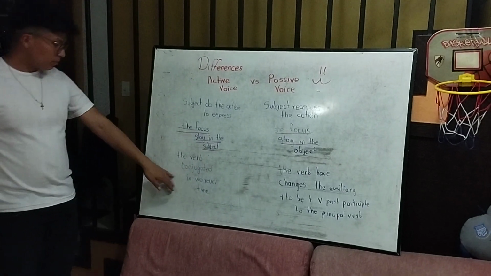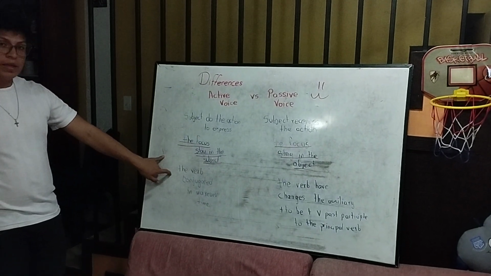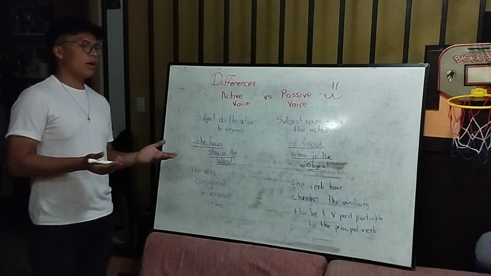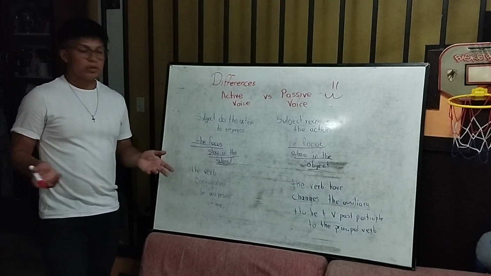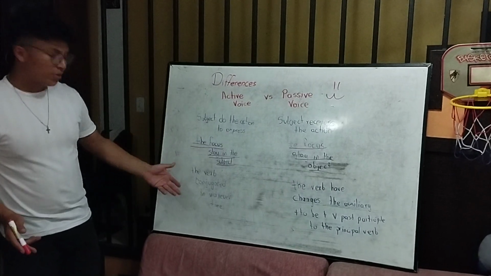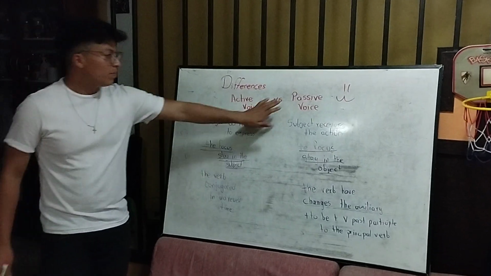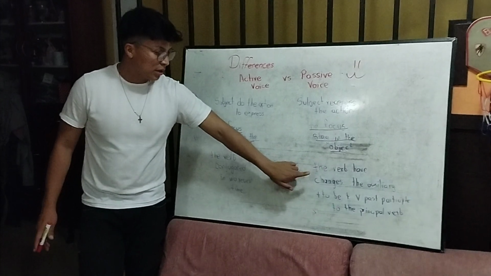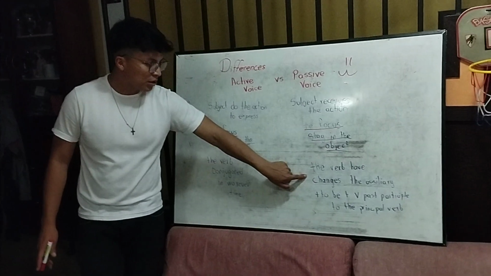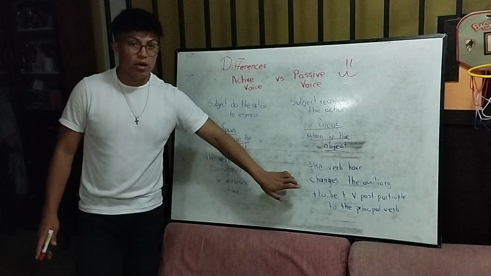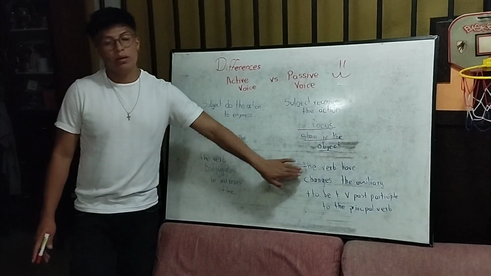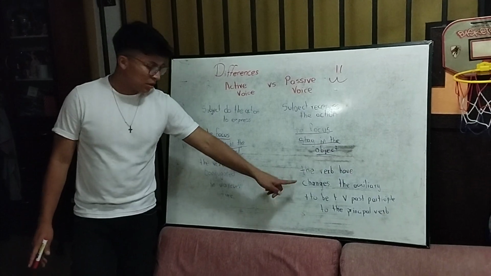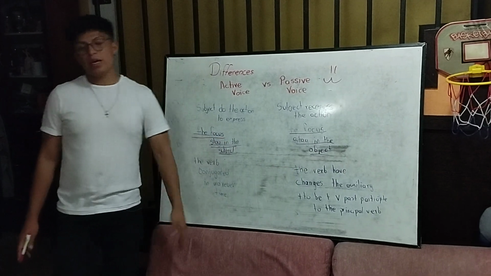And finally, the verb in active voice is conjugated in whatever time. You have grammatical rules, but you conjugate in whatever time. And in passive voice, you have a principal rule: the principal verb changes. The auxiliary plus to be plus the verb in past participle. This is important.